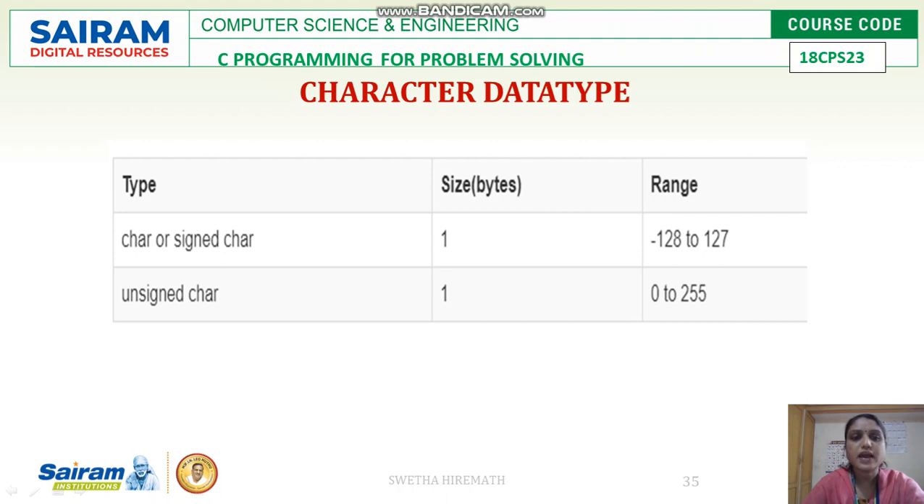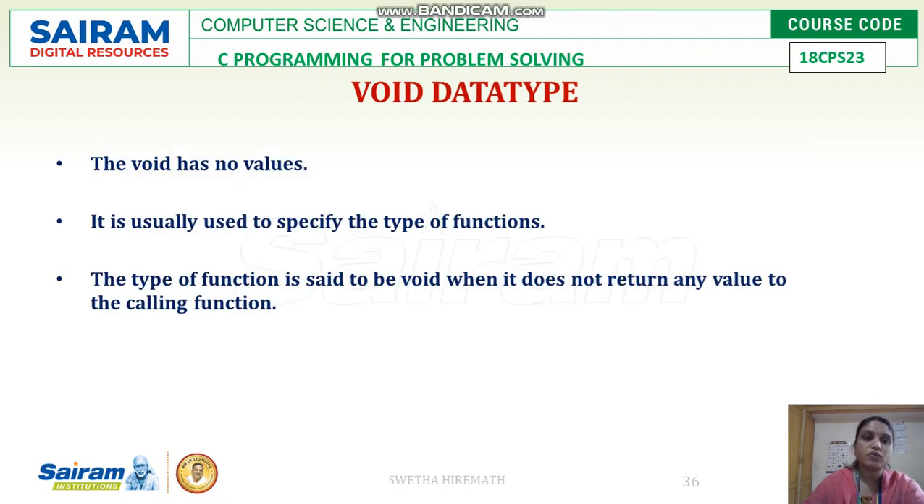Coming to the character type, it is either signed or unsigned. Its size is 1 byte. 1 byte means 2 to the power of 8 only we are going to calculate. Void means the void has no values. It is usually used to specify the type of the function. The type of function is said to be void when it does not return any value.